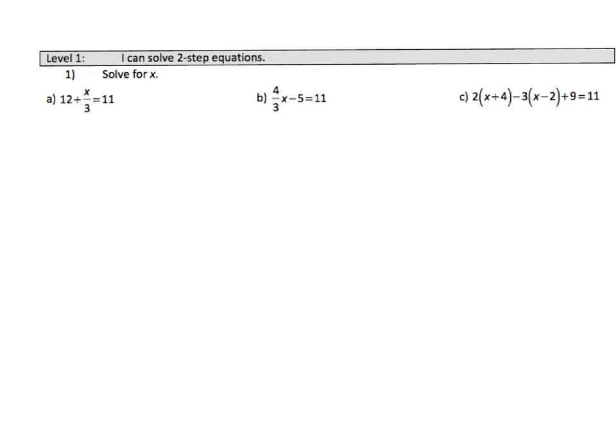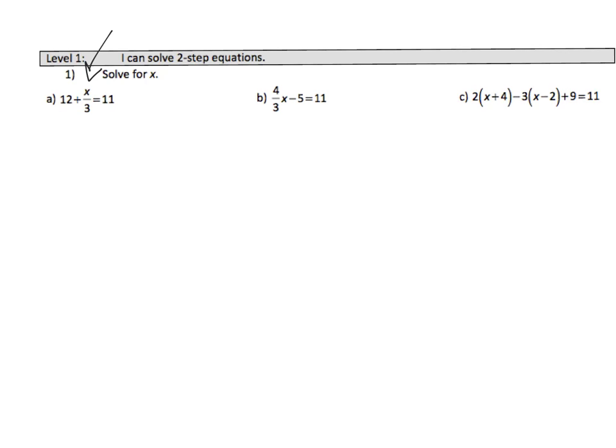Okay, in 2.1 we are going to talk about solving different types of equations. A lot of this will be a review for you, but hopefully we get good grades on this and then we can move on. So just a little review. In level 1 we're solving two-step equations. What you want to do is always get whatever term has the x by itself first, and then take care of whatever is around the x.